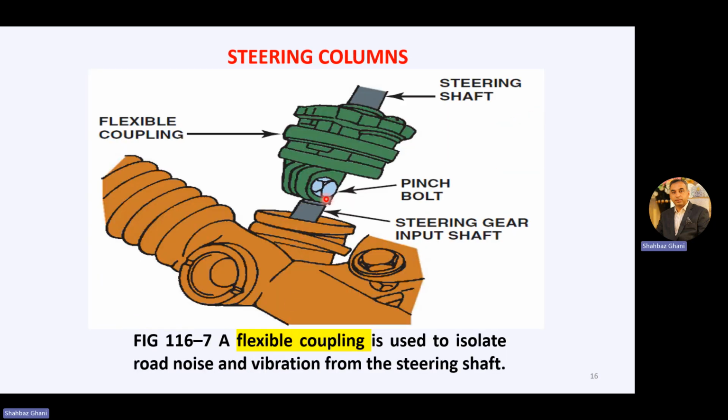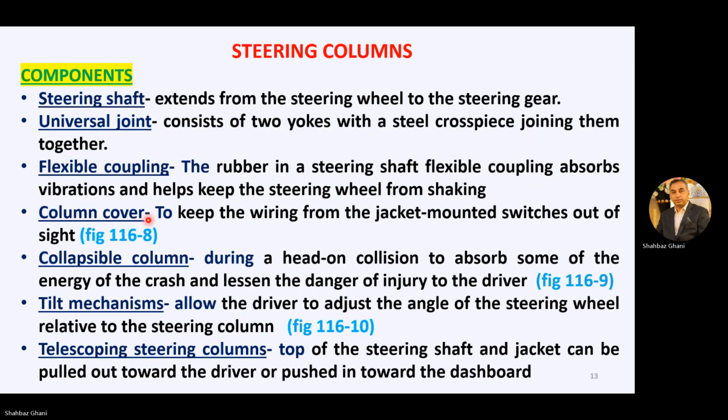So this is the flexible coupling here. This steering shaft is coming here. Then we have this flexible coupling, and then we have this pinch bolt, and then we have the steering gear input shaft. The intermediate shaft is coming, and this is fixed here in the flexible coupling. The flexible coupling is used to isolate road noise and vibration from the steering shaft. The rubber in the flexible coupling absorbs vibration and helps keep the steering wheel from shaking.